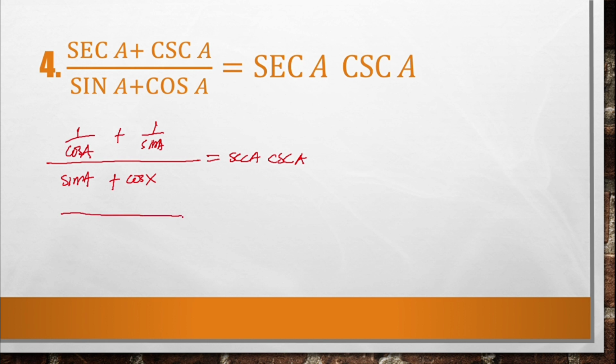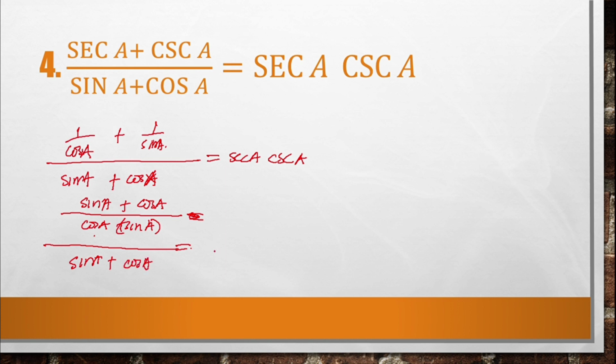So we have to take the LCD of this part. So we have cos a times sine a. So therefore this is sine a plus this one divided by cos. So the remaining is sine, and this one divided by sine a, the remaining is cos a. So this is over sine a plus cos a is equal to sec a and cosecant a.